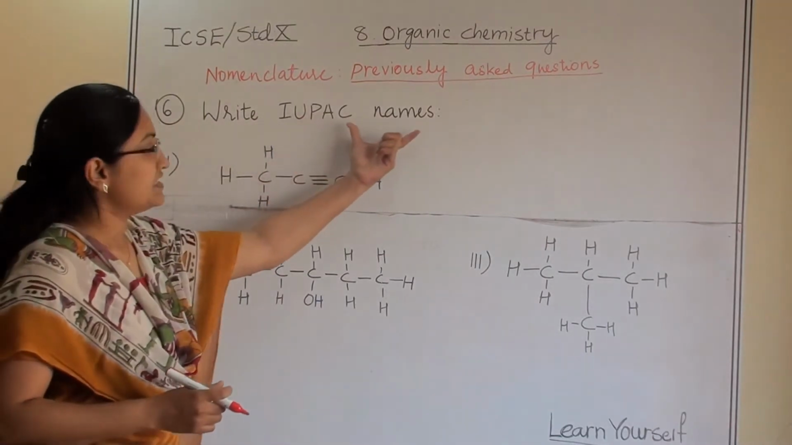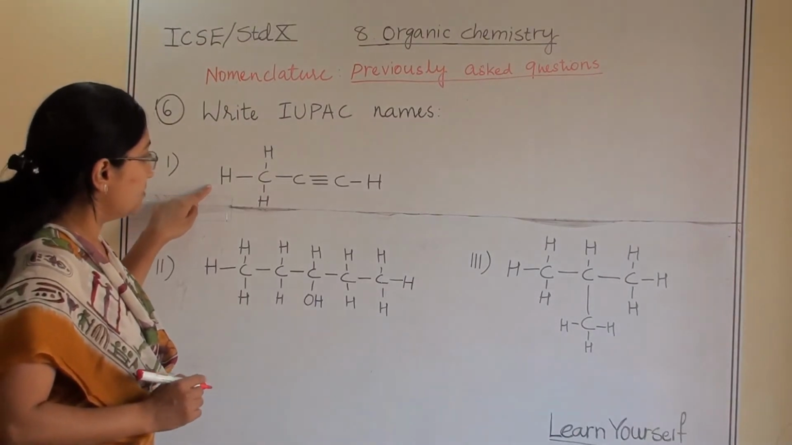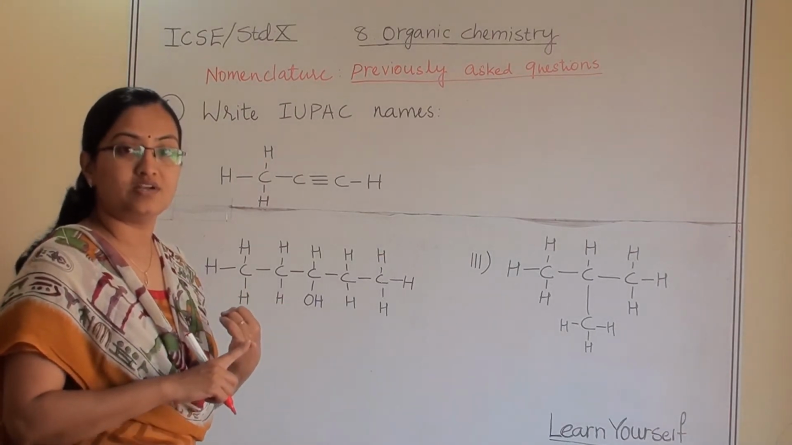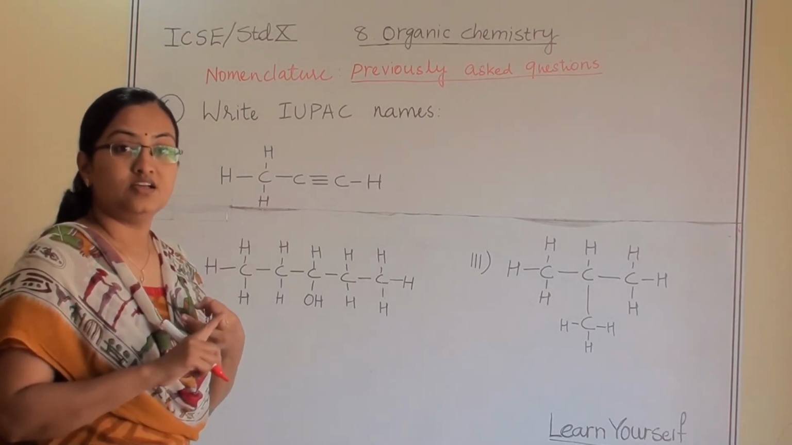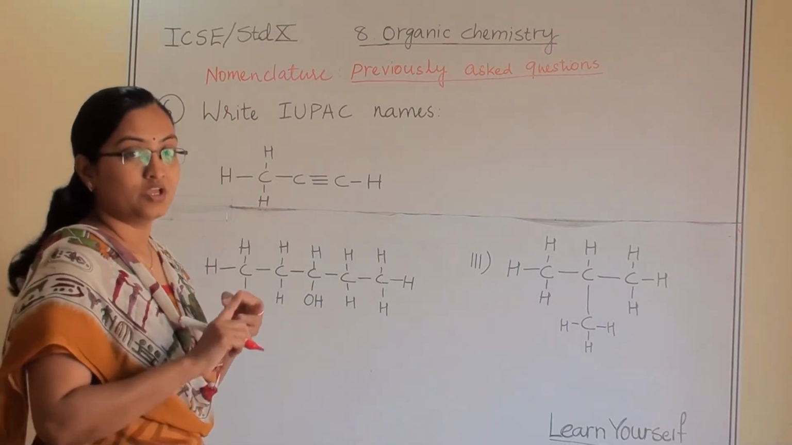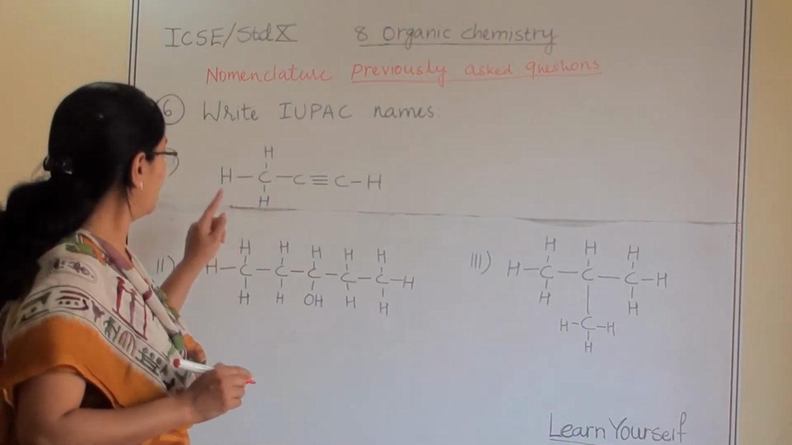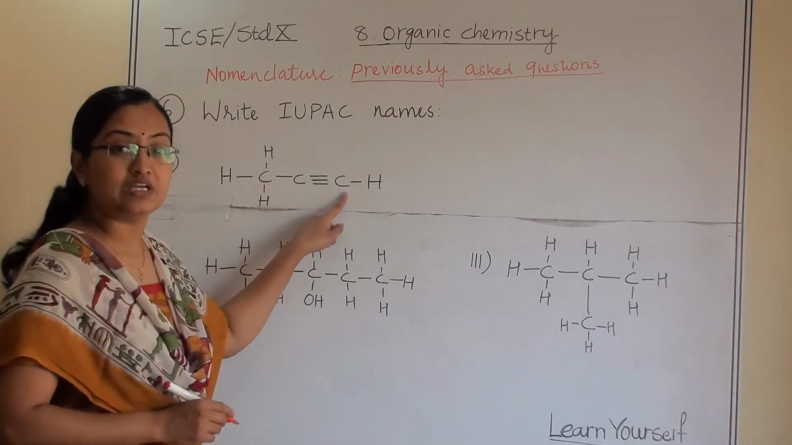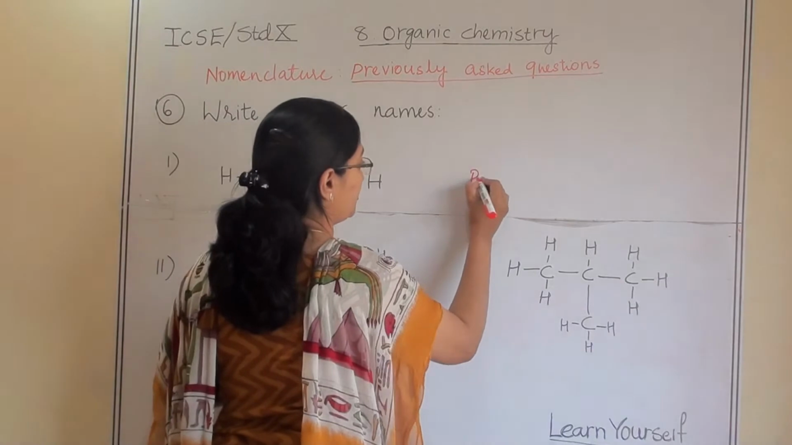Write IUPAC names for these three compounds. First compound. As per our rule, we have to first identify the long chain of carbon atoms. Second, whether there is any double bond or triple bond. And third, if there is no double bond or triple bond, whether any functional group is there or not. So keep these three basic rules in your mind and we will write the names. First, let us identify the chain. There are 1, 2 and 3 carbon atoms. So the root word we are going to use is prop.